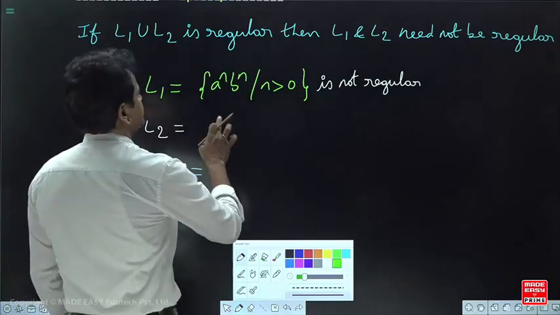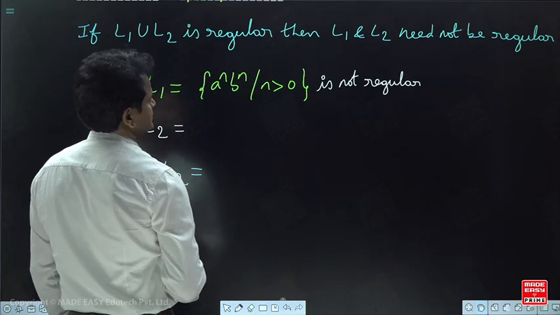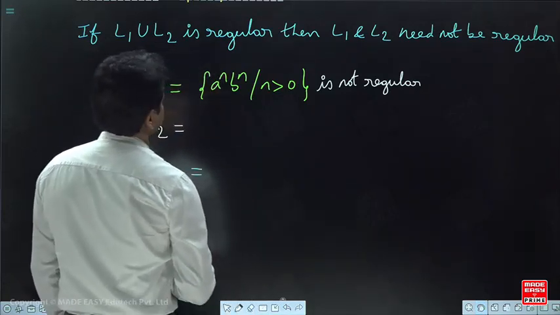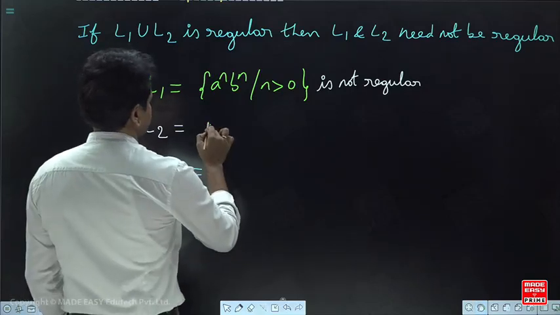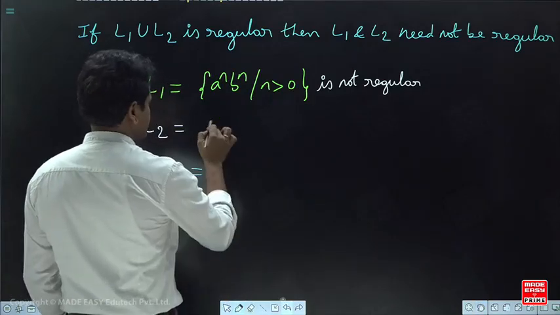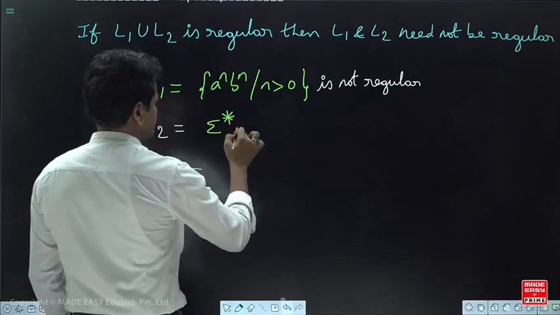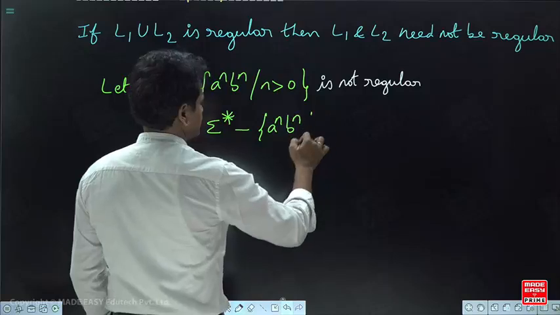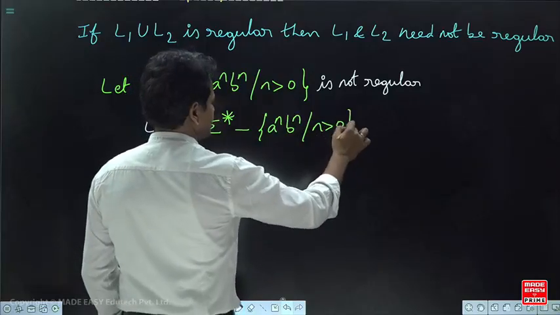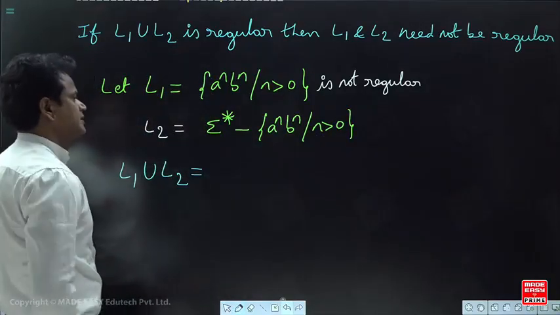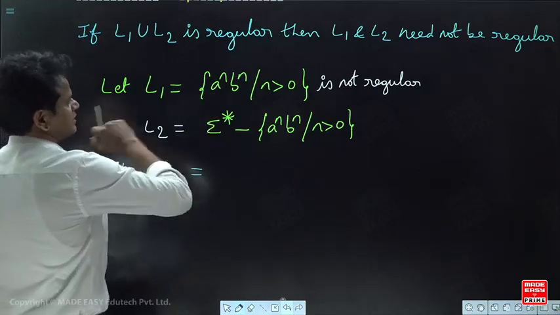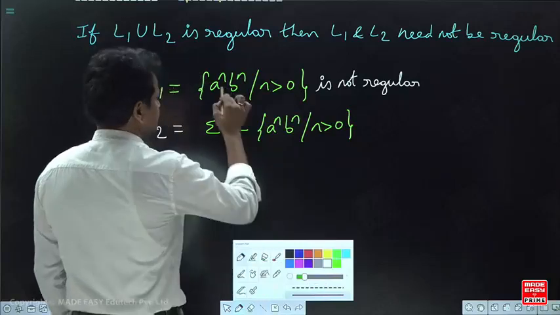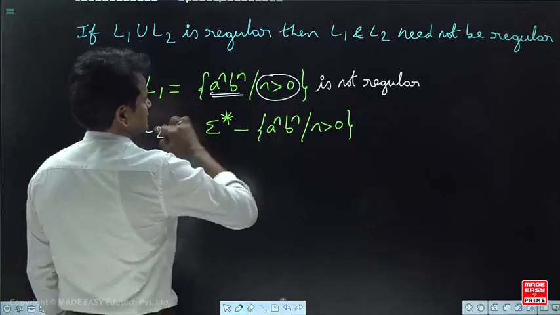What is its complement? What is the complement language? Sigma star minus A power n B power n. So guys, L1 is not regular because comparison is there, and it is infinite, so not regular.